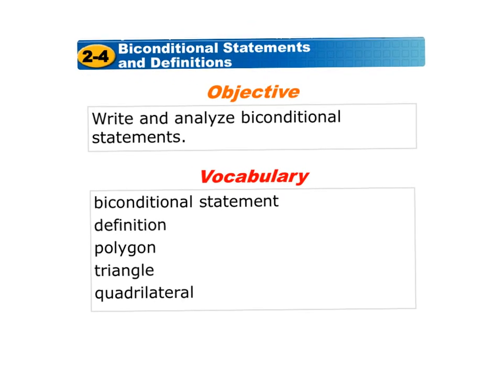So today we're going to be going over 2.4, which is biconditional statements and definitions. The objective of this lesson is to write and analyze biconditional statements. Vocab in this lesson is biconditional statement, definition, polygon, triangle, and quadrilateral.